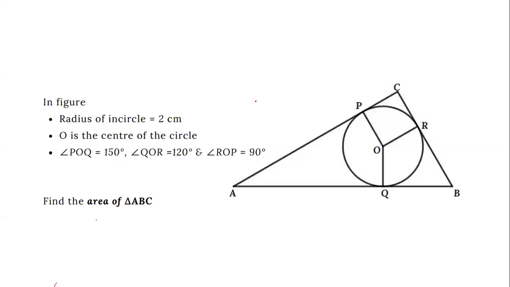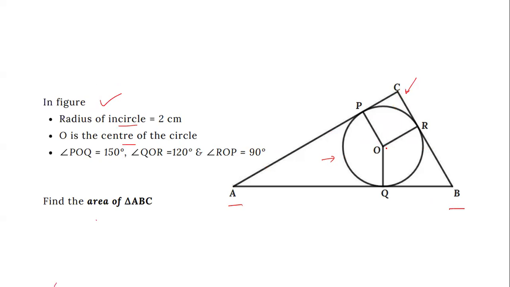So hello guys, in this video we are going to solve this problem. In this problem it is given that in the figure the radius of the incircle is 2 centimeters. You can see that this is an incircle to the triangle ABC, and the radius of this incircle is 2 centimeters. And now O is the center of this circle.